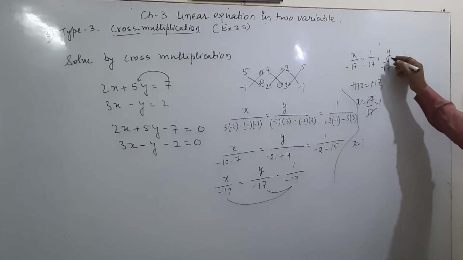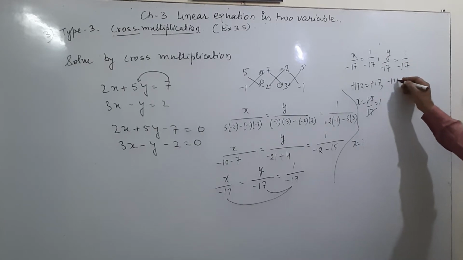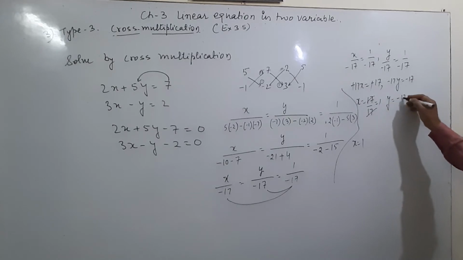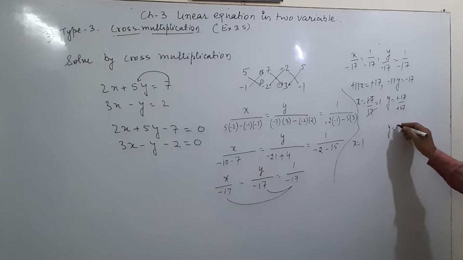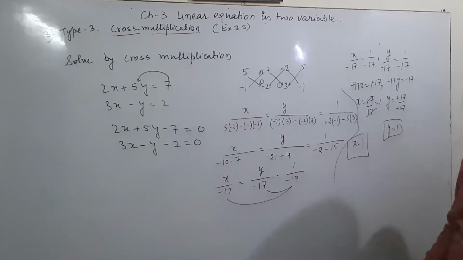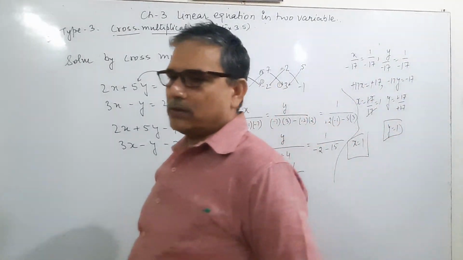And now similarly cross multiply. Minus 17y is equal to minus 17. And y is equal to minus 17 upon minus 17. This will cut. y is equal to 1. x is equal to 1, y equal to 1. This is your answer by cross multiplication.